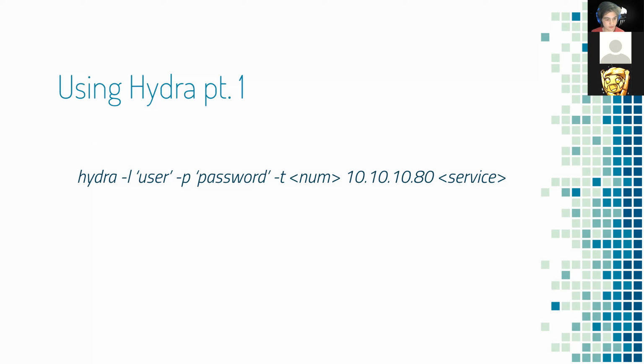I'm going to go through these examples first, and then we'll go ahead and try it for ourselves. And this is where we're going to be using the Docker container. So to use Hydra, here is an example. We have hydra -l user -p password, and the number of tries, or threads.